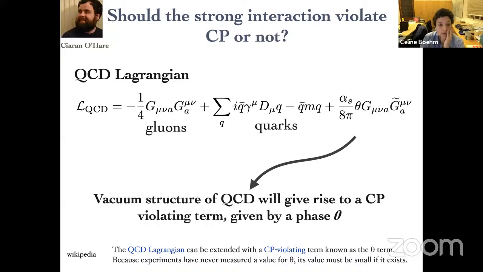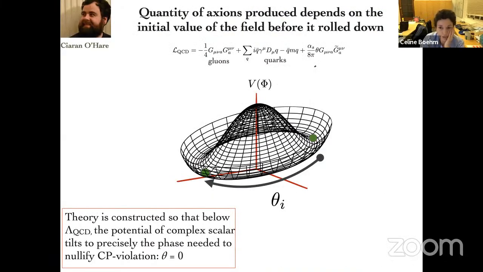The way to explain this is that, and I took this shamelessly from a postdoc in my group, Kieran, who is an expert, if you have your potential and an axion field, let's say, a particle rolling down the potential, this will generate a tilt in the potential, which can help you mitigate the appearance of this violating term. The tilt is there to compensate and cancel the violating term. So to kill the last term in the Lagrangian, you have a certain value for the tilt, noted here as the initial tilt theta I.